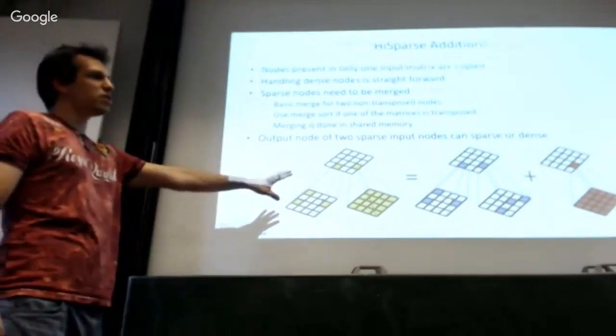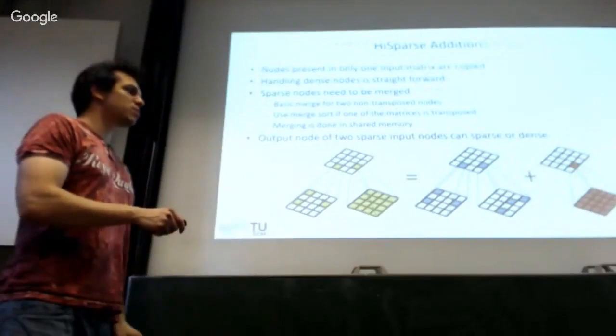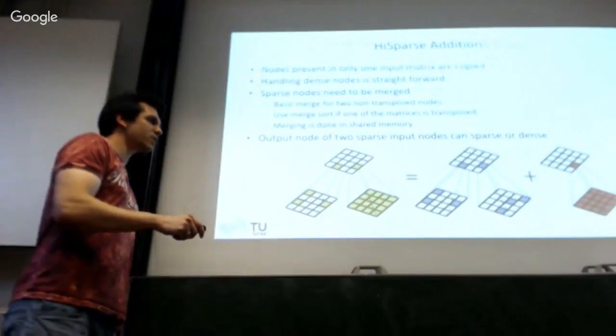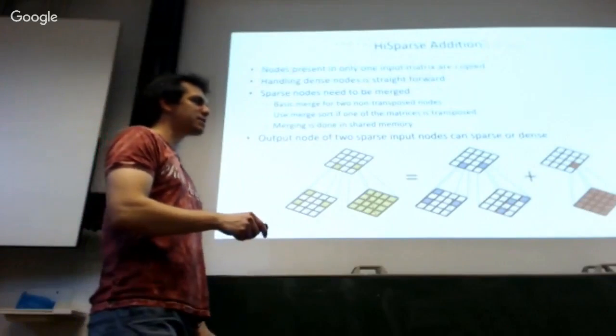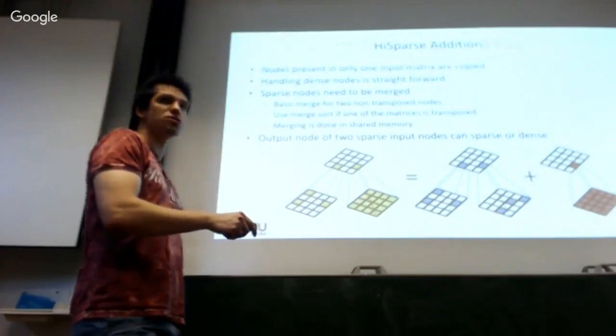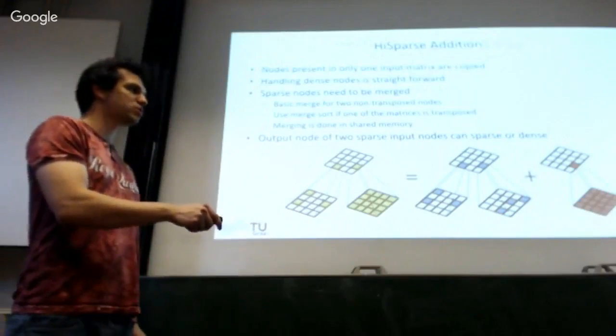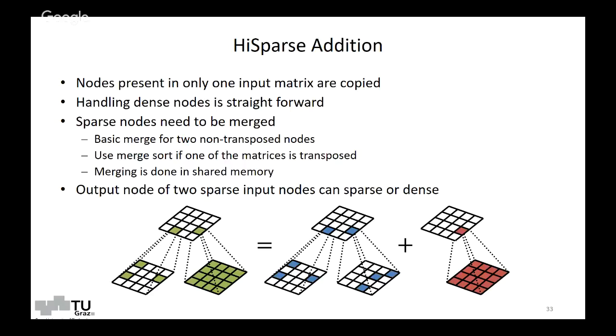And some considerations here: if we have got nodes which are only present in one matrix, then we can simply copy them to the output. If we have got a dense node where we add another sparse node on top of it, it's also pretty straightforward, because we just take the dense node and then add the values where it should be. The thing which is a little bit more complicated is if we have got two sparse nodes that need to be combined, because then we need to interleave the values, see where there are overlaps, and then combine them accordingly.